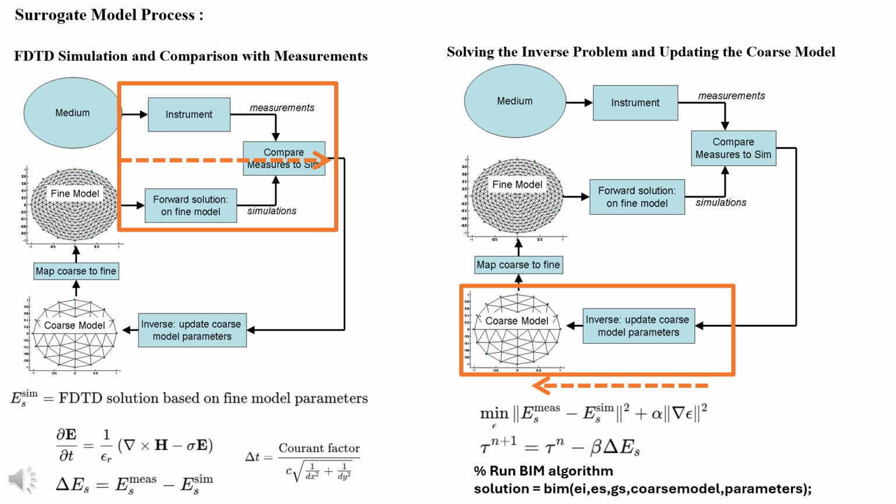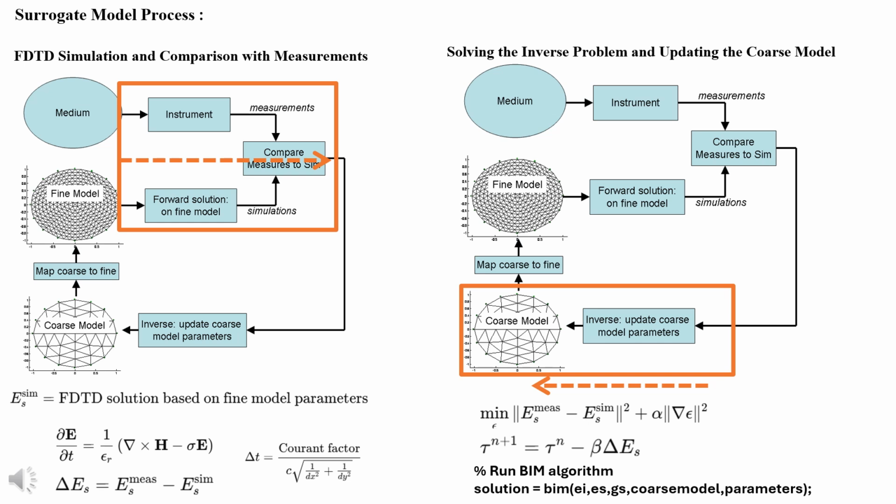The Born approximation updates the contrast function tau as tau n plus 1 equals tau n plus beta delta ES. The inverse solution is implemented iteratively, with updates to the contrast map, permittivity, and conductivity, based on the residuals. Regularization ensures that the updates are smooth and stable. This is reflected in the getScatteredField function and related inverse solvers.